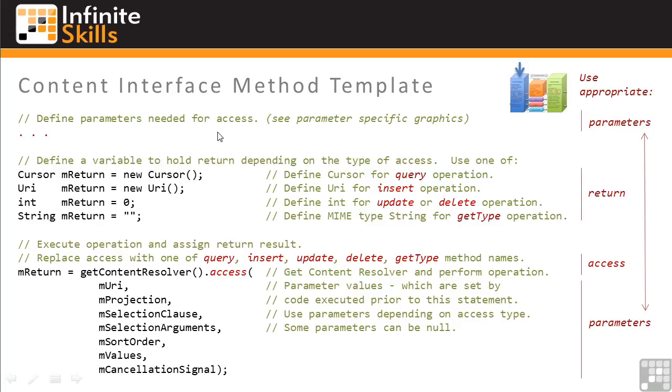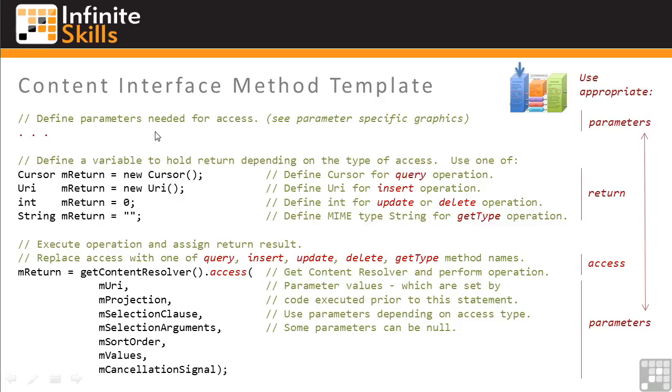Next, you'd define a return value for, say, the insert method, which, as we see here in the comment, is another URI. So you could use the statement as shown here: URI mReturn equals new URI. Next, you'd code the statement to execute the appropriate access method in the content resolver, say, insert. You'd substitute insert for access. Then you'd include the appropriate parameters. For an insert, those would be URI, mURI, and values, or the parameter name mValues we're using here. And these, once again, would have been defined up top in our first code section.